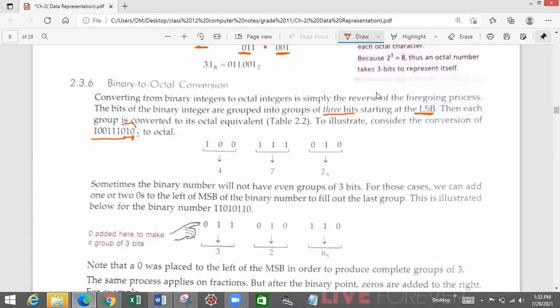So this will be one group, 010. After that, 111 is another group. Then 001 is another group. So we are dividing the number into groups of 3 bits starting from the rightmost side, and then we write the equivalent octal digits. Now 010 is 2, 111 is 7, and 001 is 4. So my number will be 472 in octal for this particular binary number.